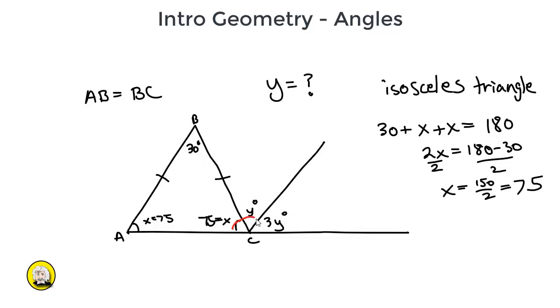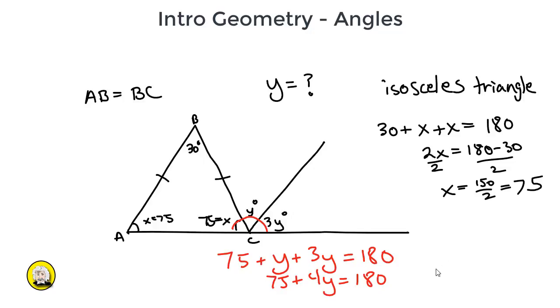75 degrees plus y plus 3y are angles along a line and therefore sum to 180. So 75 plus y plus 3y equals 180. Now we set up another equation in terms of y, and we can solve for y and answer our problem. So 75 plus 4y, combining like terms, equals 180. Subtract 75 from both sides, and 4y equals 105. Divide by 4 on both sides. Y equals 26 1/4.